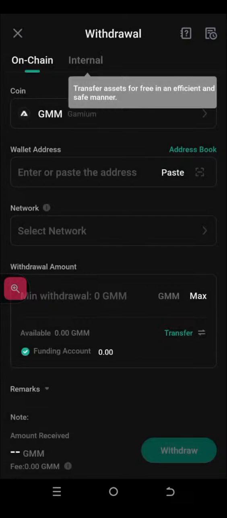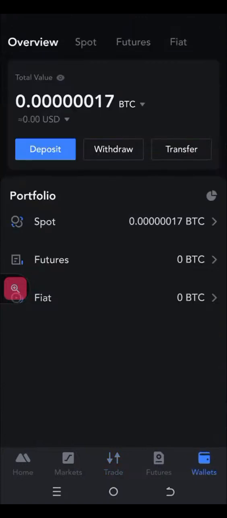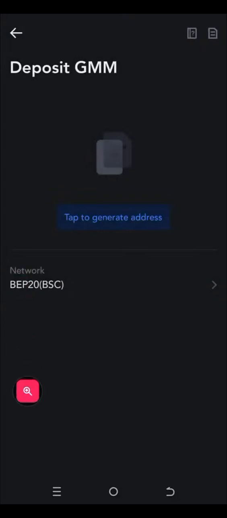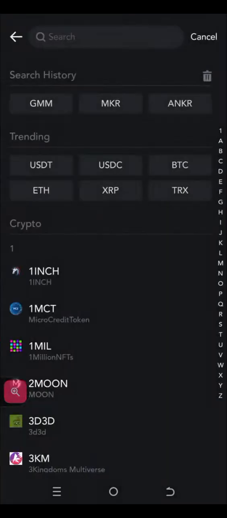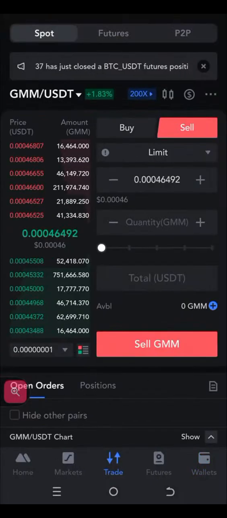Let's go ahead and see whether we can deposit it into MEXC. It has to be the same network. Okay, let's go ahead and deposit it. GMM, is it BEP20? Yes, it's BEP20, which is good. So we have 33 cents for that. So $1.74 minus 33 cents should be about $1.40. That's not bad at all. That's actually almost 3%.